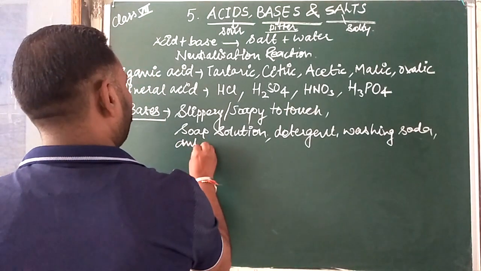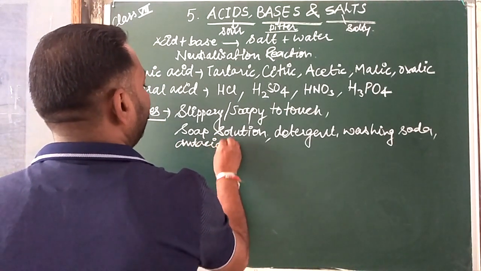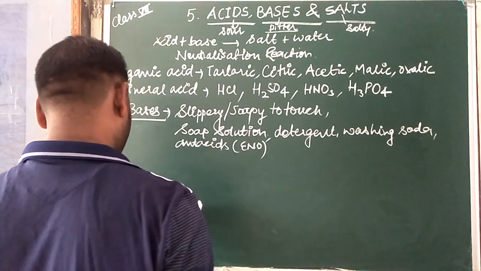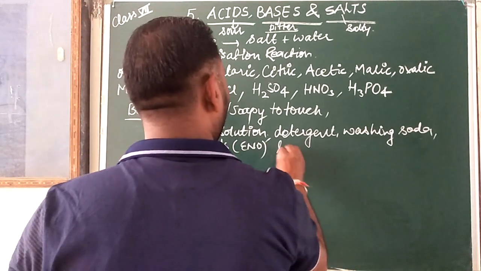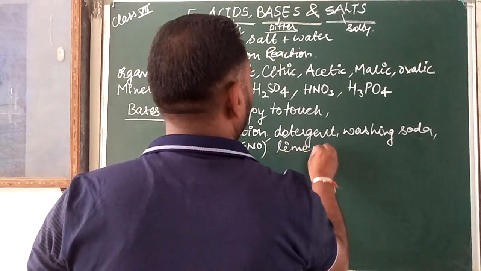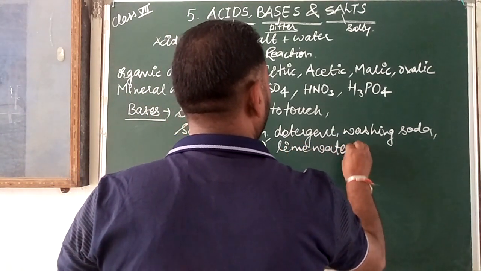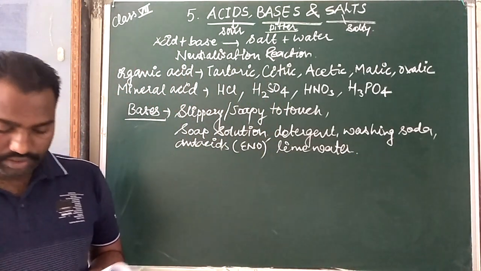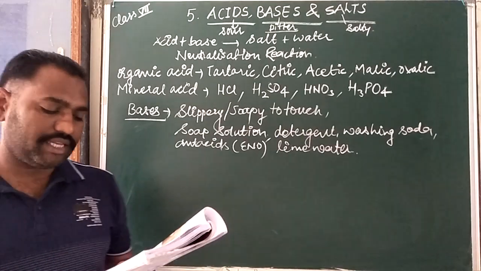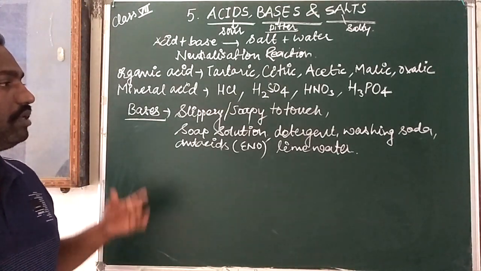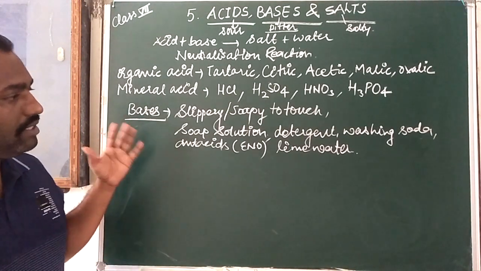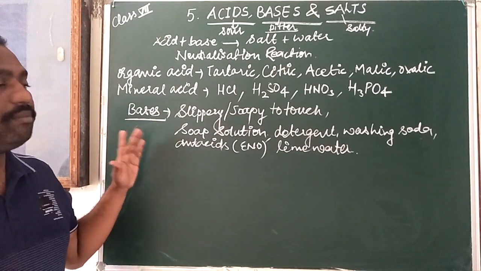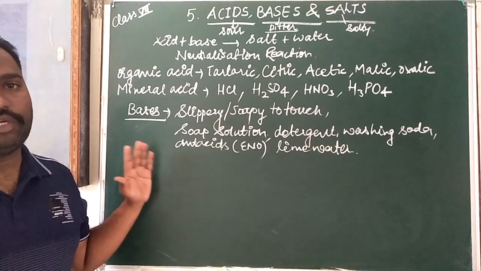Antacids, because they contain some bases, like Eno. Antacids means like Eno. And lime water, that is the water of lime. It contains different bases. Some of these are strong bases while others are weak. So some are edible bases also, and some are non-edible bases. Some are very highly concentrated bases. Some are somewhat diluted bases.